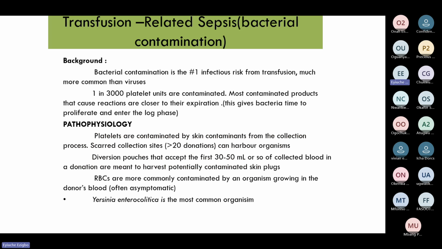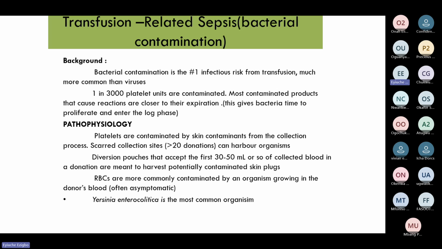So we have another reaction that is also an acute transfusion reaction. Remember, we are still dealing with acute transfusion reactions. We've dealt with acute hemolytic transfusion reaction. We just finished febrile non-hemolytic transfusion reaction. So transfusion-related sepsis, that is bacterial contamination of blood or blood products, is also present in the form of acute transfusion reaction. So it is the bacterial contamination, okay, is the number one infectious risk from transfusion, much more common than viruses. Bacterial contamination of blood products is the number one risk from transfusion.